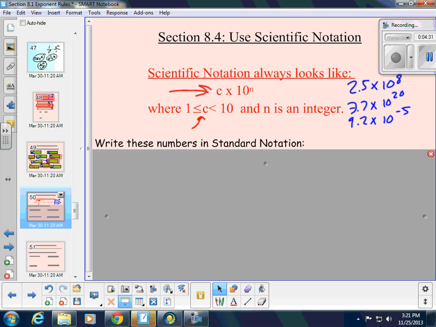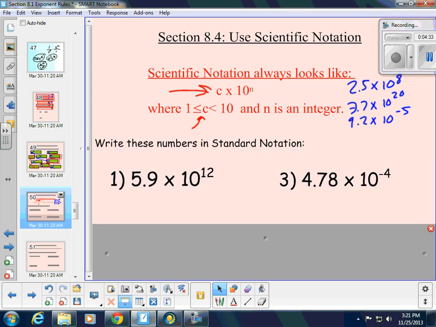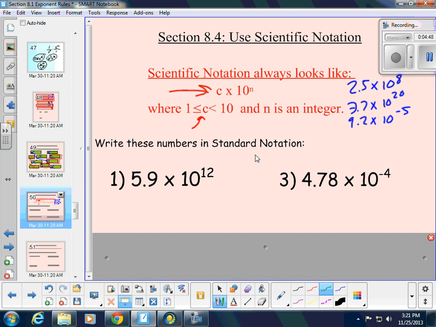Some of the first problems will just ask us to write a number in standard notation. Standard notation just means writing the number out as you would normally see it, so not in scientific notation, but written out, maybe even with a lot of zeros after some of the significant digits. Looking at this first one here to give you an example: 2.5 times 10 to the 8th power.